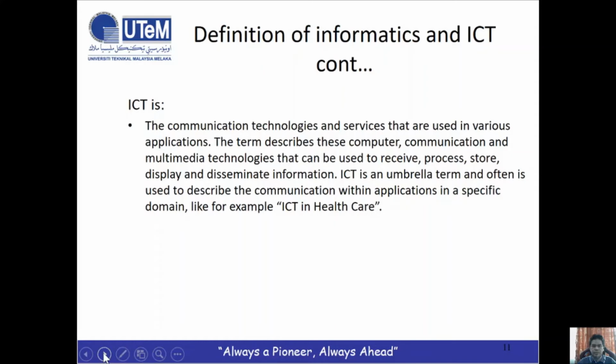It is the communication technology and services that are used in various applications. So information, communication, and technology: ICT. The term describes the computer, communication and multimedia technology that can be used to receive, process, store, display, and disseminate information. Very easy. When we talk about ICT, it should have hardware, software, and communication. Communication is network. Now you understand what is information in healthcare, what is informatics, what is ICT.